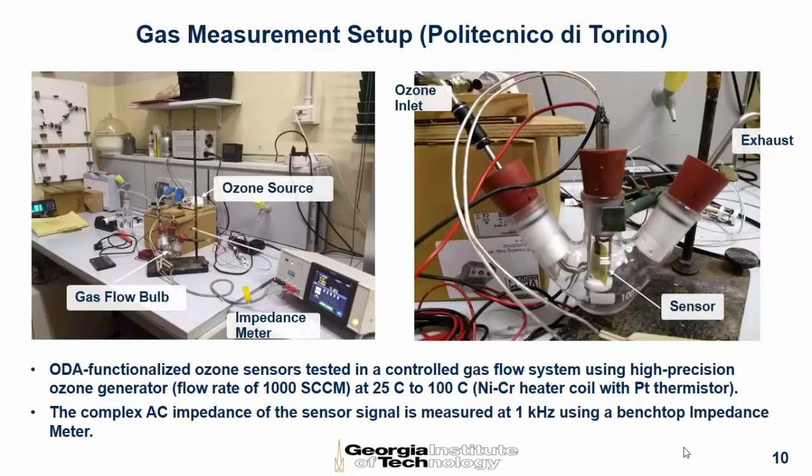So we can measure 200 to 500 ppb. And we also have a heater. We need to heat it slightly to 75 degrees to make the sensor response fast. So we have a heater next to the sensor. We flow this ozone at this rate, and we observe the response by measuring the impedance between the electrodes at 1 kilohertz using a benchtop impedance meter.